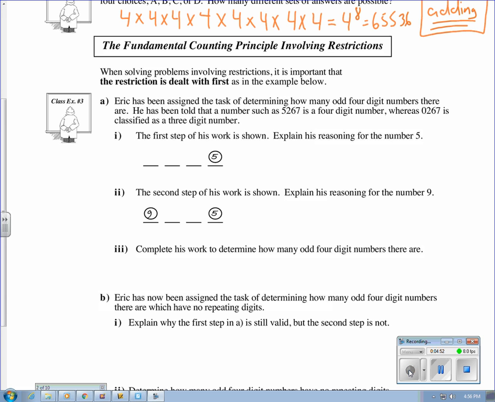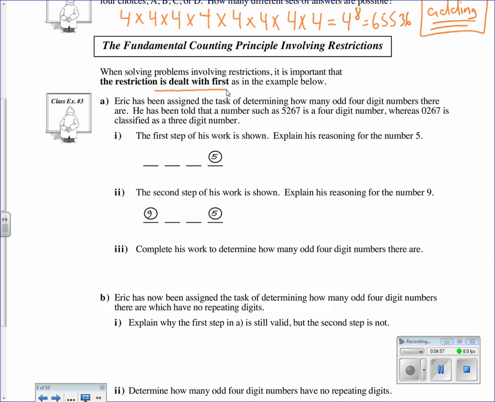Now we start with the idea of restrictions. Please note this bolded statement: it's important that the restriction is dealt with first. Eric is dealing with odd numbers. They're odd 4-digit numbers, and the last number has to be an odd digit. And odd digits are 1, 3, 5, 7, 9. I have 5 choices for that last position.